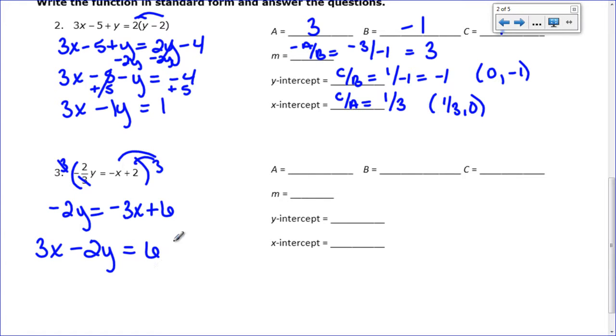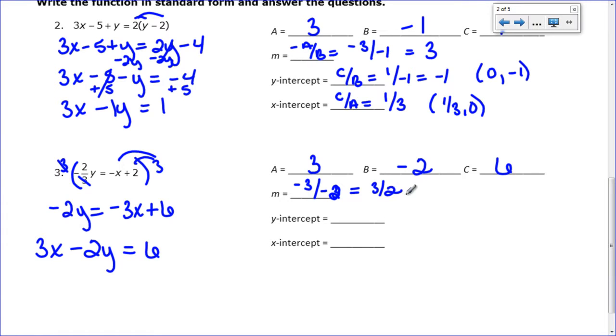And so I have all integers. My a value is positive, so we're in standard form. So I have a is 3, b is negative 2, and c is 6. And so my slope is the opposite of a over b. So the opposite of a is 3. B is negative 2. Sorry, that's a 2. The negatives cancel, and so I end up with 3 over 2 as my slope.